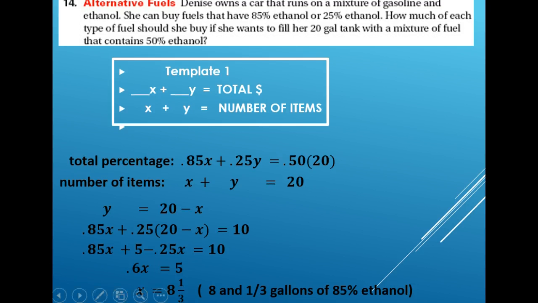gallons of 85%. Okay, now we need to find how much of the 25% we're going to have. So we're going to use this equation. 20 minus 8 1/3 is 11 2/3 gallons of the 25%.